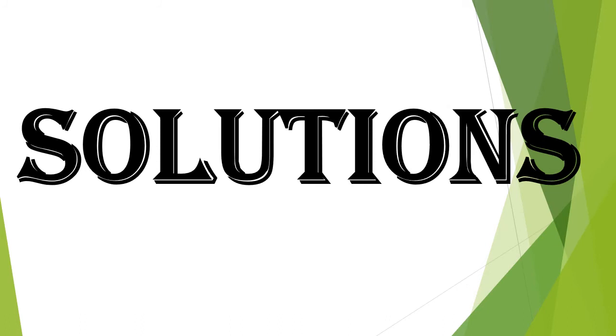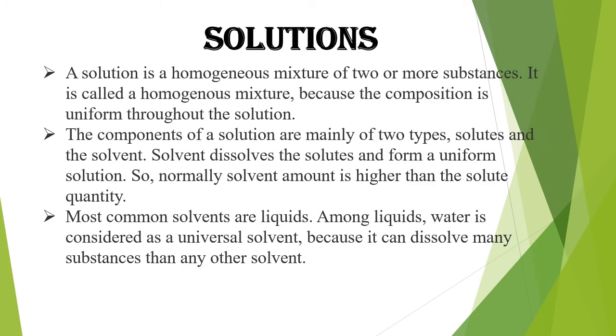We will now discuss solutions. A solution is a homogeneous mixture of two or more substances. It is called homogeneous because the composition is uniform throughout the solution. The components of a solution are mainly of two types, solutes and the solvent. The solvent dissolves the solutes and forms a uniform solution. So normally the solvent amount is higher than the solute quantity.